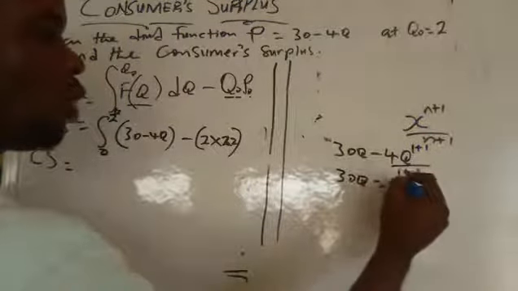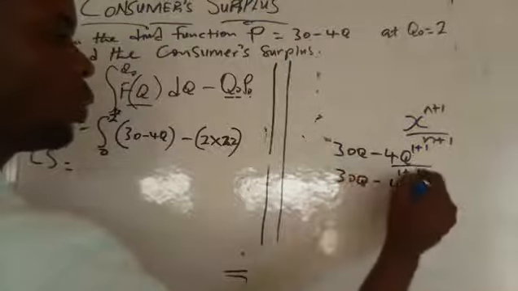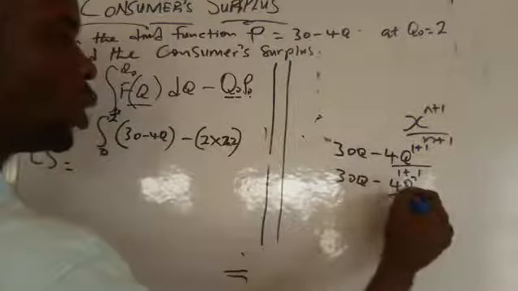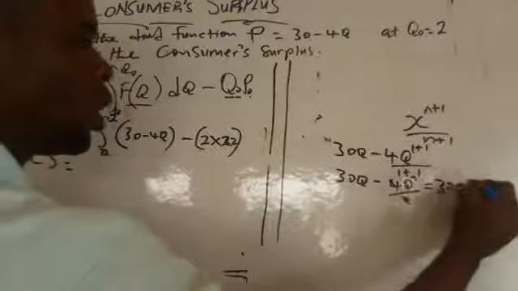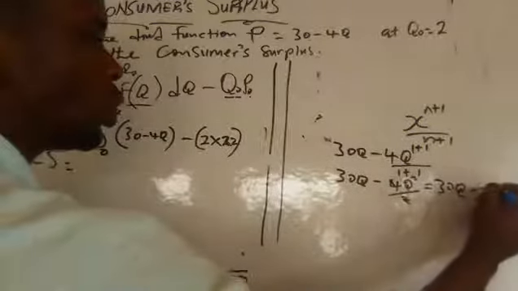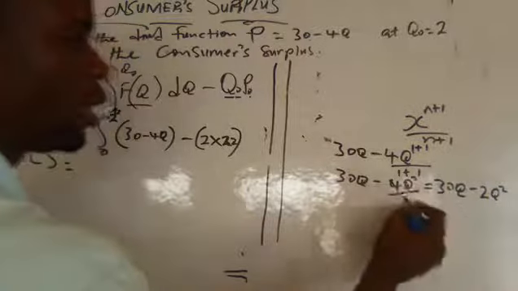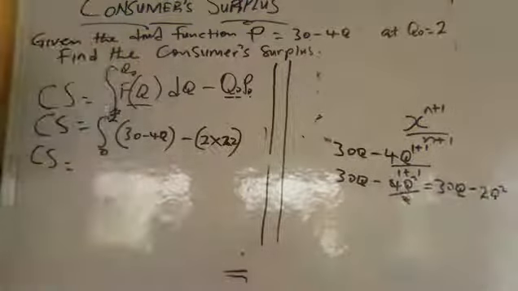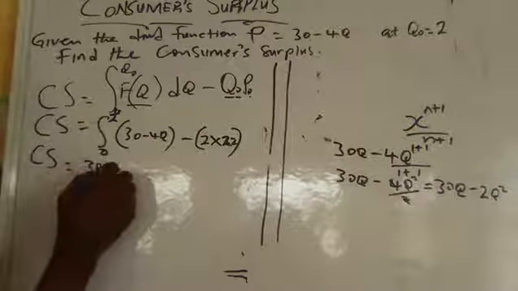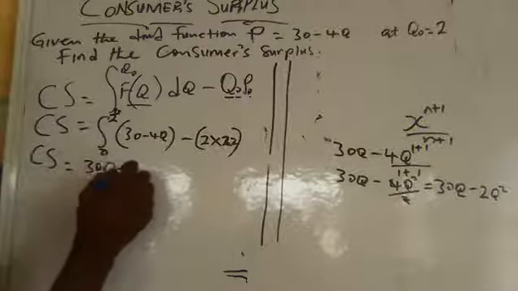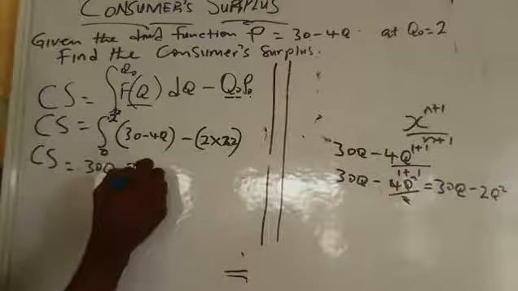So this will be giving 4q raised to power 2. 1 plus 1, 2. So if I call this now, I will be having 30q minus 2q raised to power 2. 4 divided by 2 gives me this 2. That's all. So I'm writing now 30q minus 2q raised to power 2.